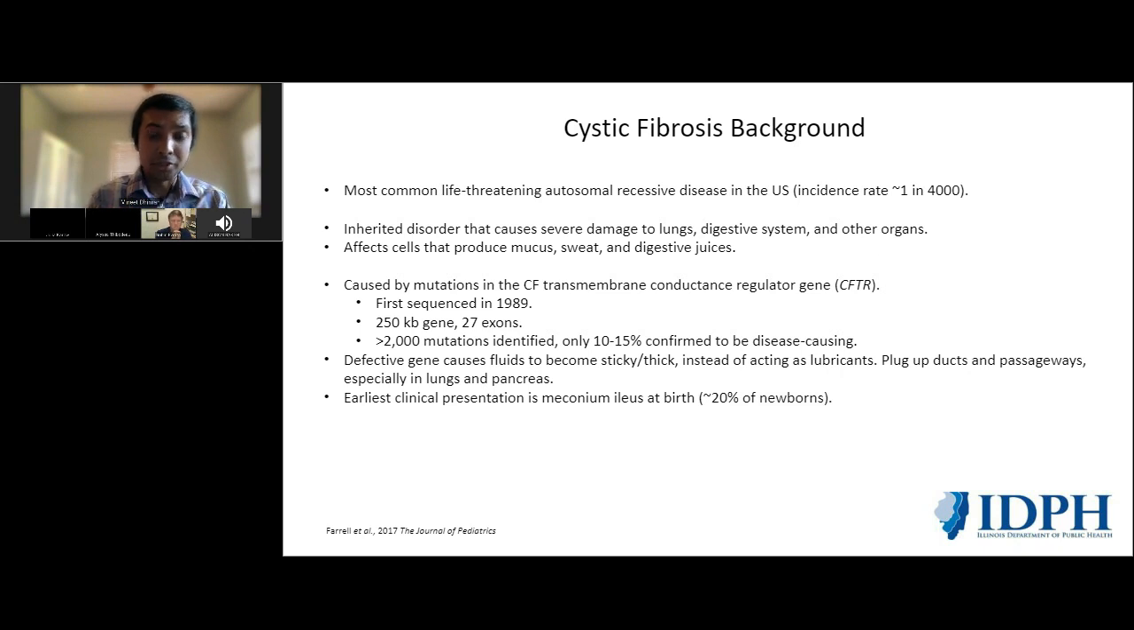Again, digestive, breathing, and so on and so forth. The earliest clinical presentation of cystic fibrosis occurs with meconium ileus at birth, which is in about 20% of newborns. What's happening is that the first stool a newborn baby has, instead of coming through nice and liquidy, is a bit more thick. So it basically blocks the small intestine of the baby, and then you'll get swelling of the baby's internal organs, especially the small intestine.